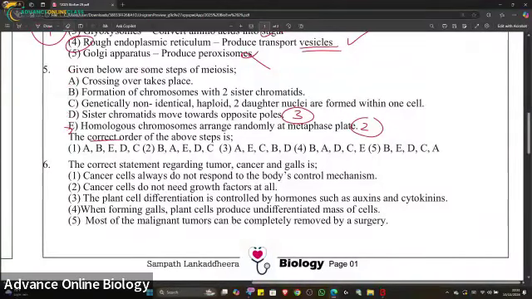Wrong, neither. Try that again. So what is your answer? Right, we'll take the first one, people. Crossing over takes place. Then homologous chromosomes are arranged randomly at the metaphase plate. So that's 2. Then genetically identical two daughter cells. Homologous chromosomes arranged randomly at the metaphase plate. Formation of chromosome with two sister chromatids. Chromosomes.